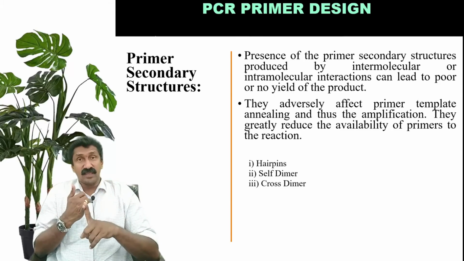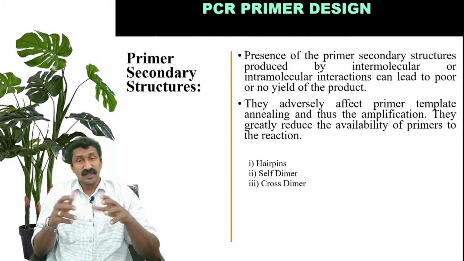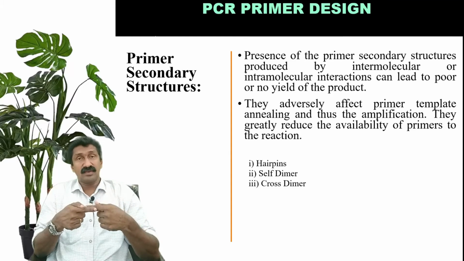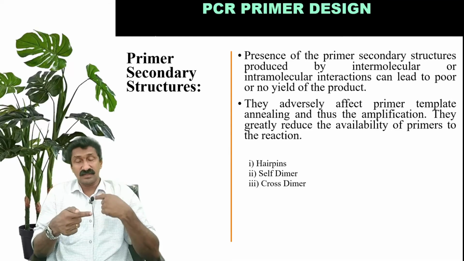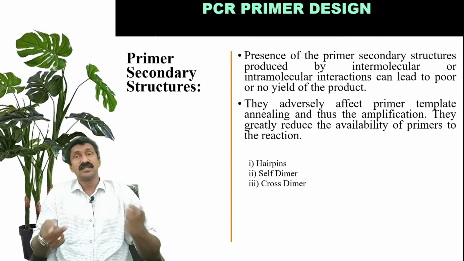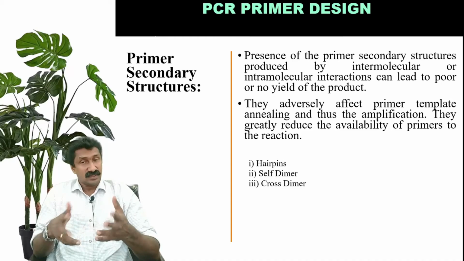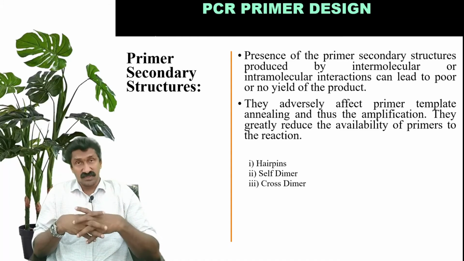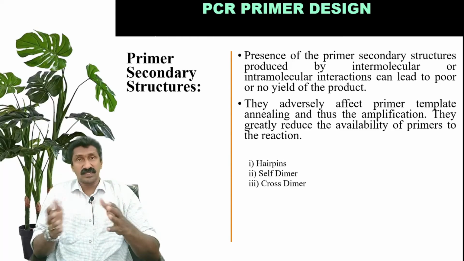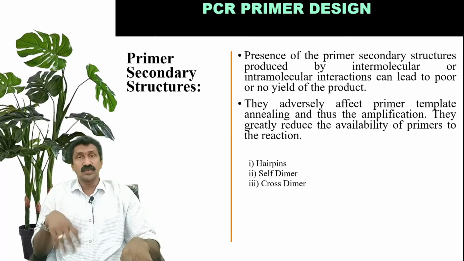It can form self-dimers. For example, two primers can pair together to form a self-dimer. Because the forward and reverse primers have specificity, if such complementarity is there between forward and reverse, then it can form dimers. Then cross dimers. So these are all different possibilities between different primers.